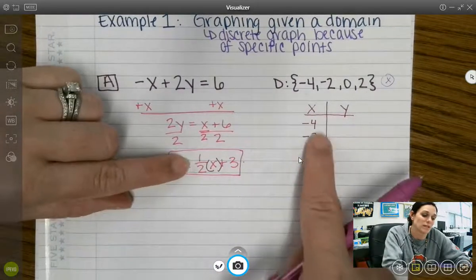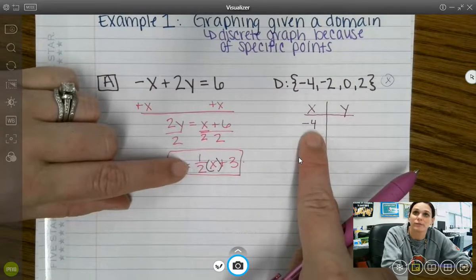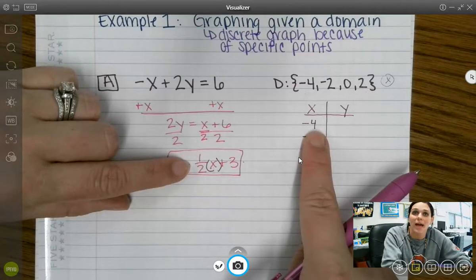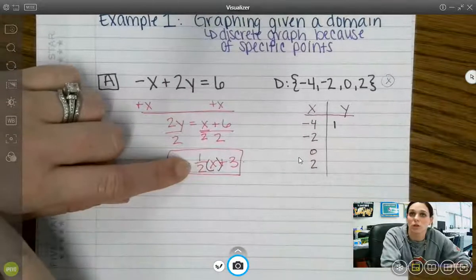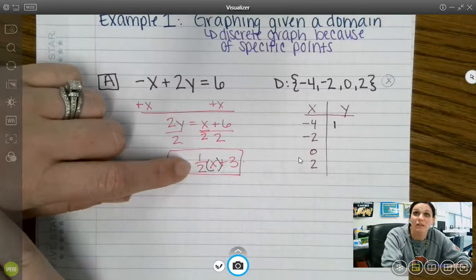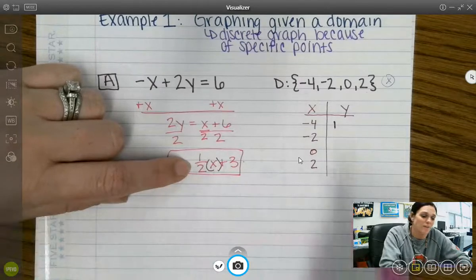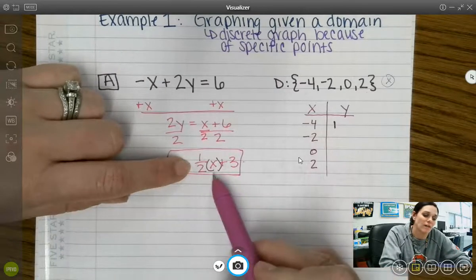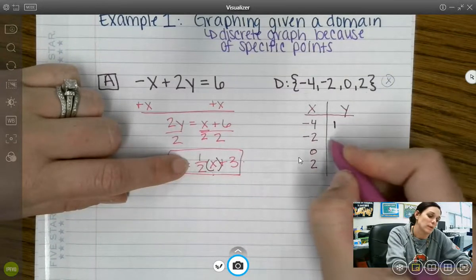So first thing is I'm going to plug in -4. -4 times 1/2, well, that would be -2. So half of -4 is -2. And adding 3 to it would make the number 1. Now, if you struggle to understand what those numbers were mentally, please make sure you're using a calculator. All right? If I plug -2 in here, half of -2 is -1, and -1 plus 3 makes 2.